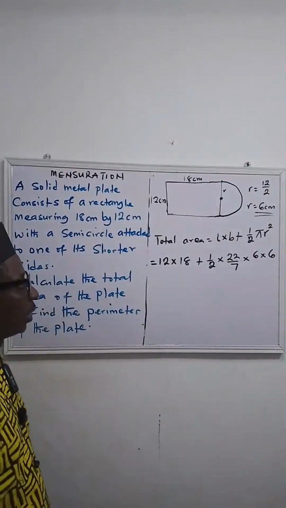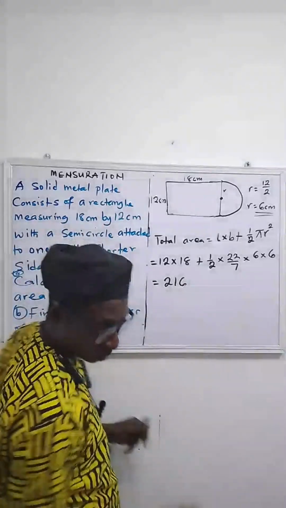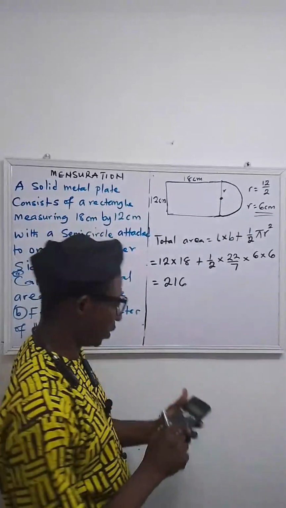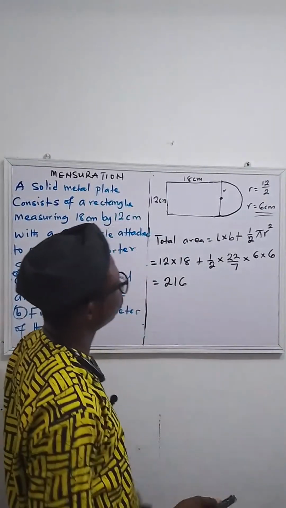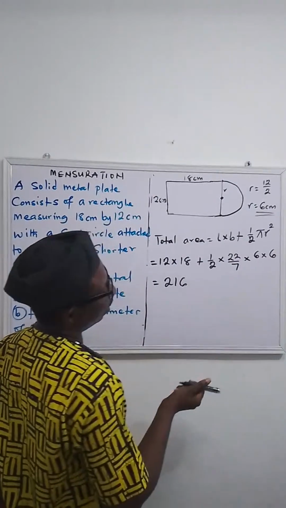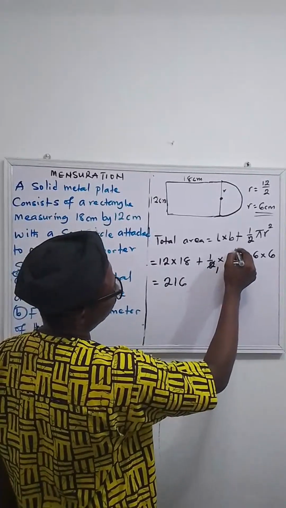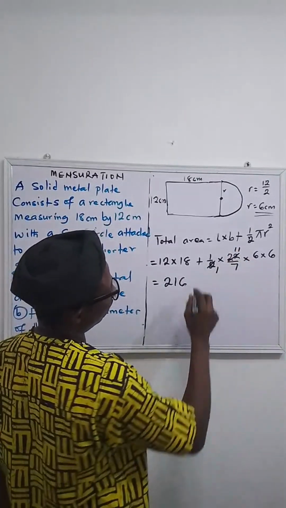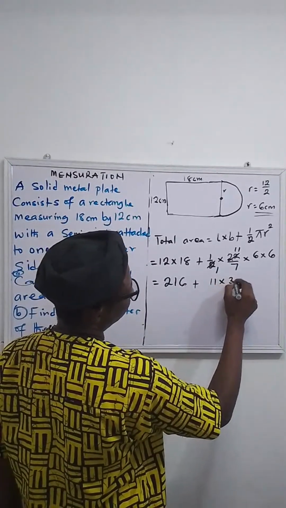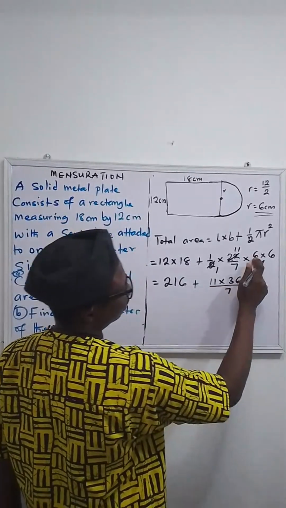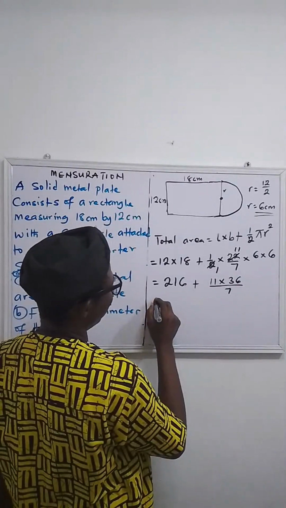So now how do we go about this? 12 times 18 should give you 216. I hope that is correct. Okay, 216. Now, can we reduce this? 2 goes here 1, 2 goes here 11. All right, so we have 11 times 36 over 7. 6 times 6 is 36. So times 11.